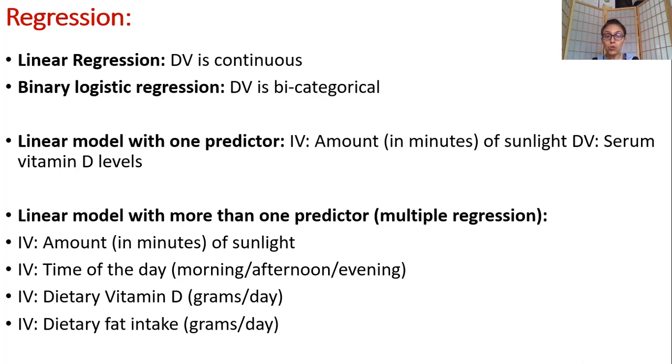It could be, say, the amount of sunlight in minutes. That is the one which we covered earlier. Then you have time of the day, meaning the time of the day the individual exposes himself or herself to the sun: morning, afternoon, evening. So this is categorized. This has three categories. And yes, you can have independent variables which are categorical in regression as well. So your IV can be continuous, your IV can be categorical, it can be bi-categorical, two categories, or else it can have more than two categories. That is completely okay in regression.